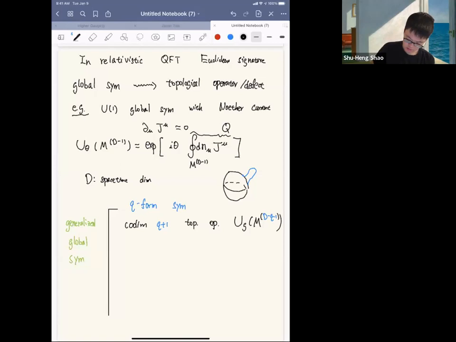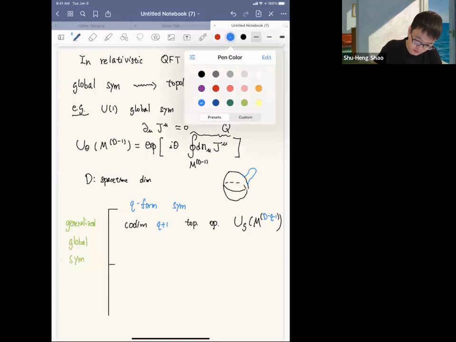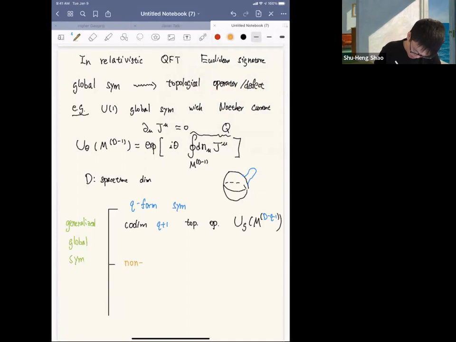And because it's of higher codimension, it acts on higher dimensional objects. For example, a one-form symmetry will act on the Wilson line in a gauge theory. This is the first kind of generalization. The second kind of generalization that we will encounter today is called a non-invertible symmetry. This might be a less familiar term to some of the audience.